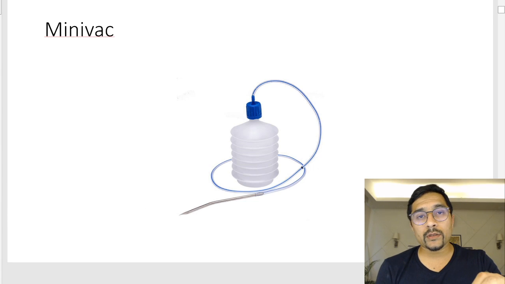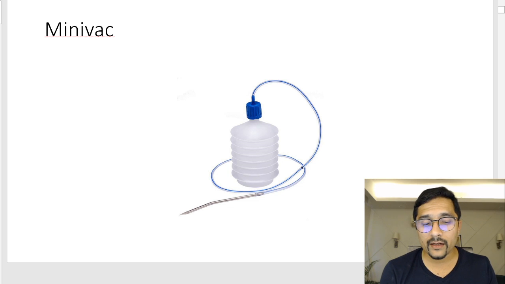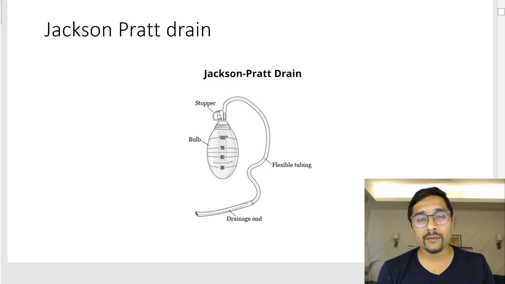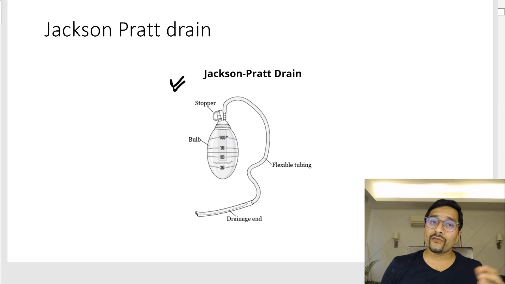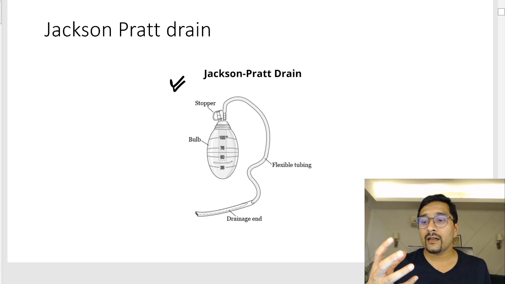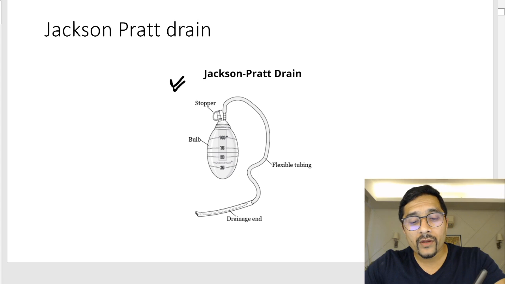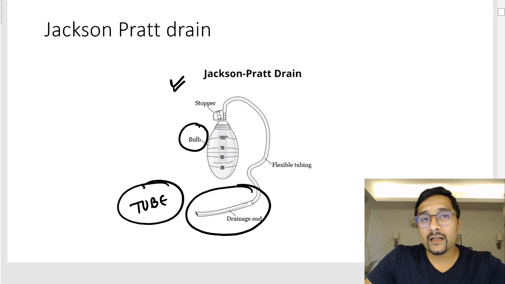These are all examples of closed drains. Minivac is a miniature version of Romovac. And Jackson-Pratt drain has also been asked in INICET a couple of times. The difference between a Romovac and Jackson-Pratt is that the collecting device here is a bulb, and the tubing is flat as compared to a cylindrical tube in Romovac.